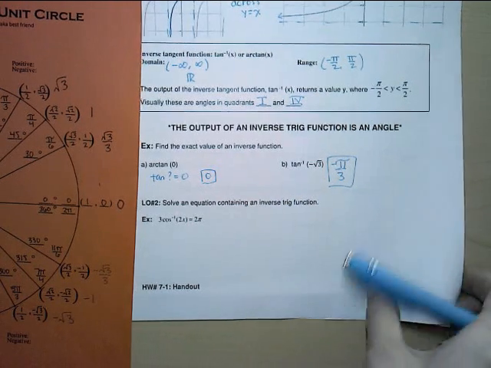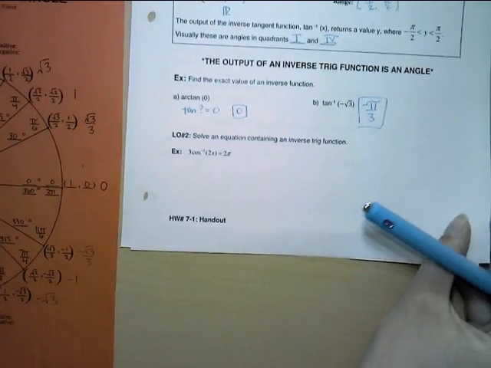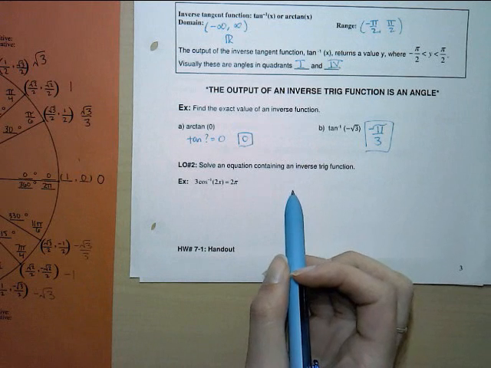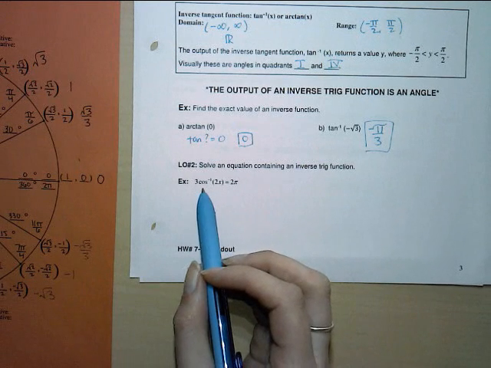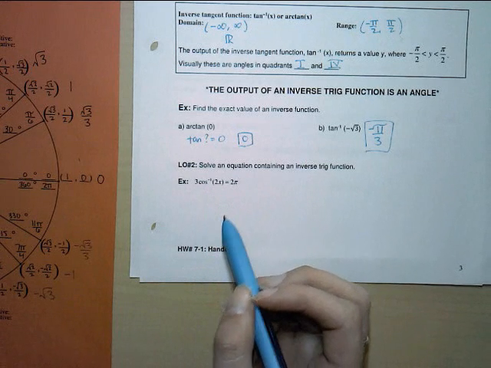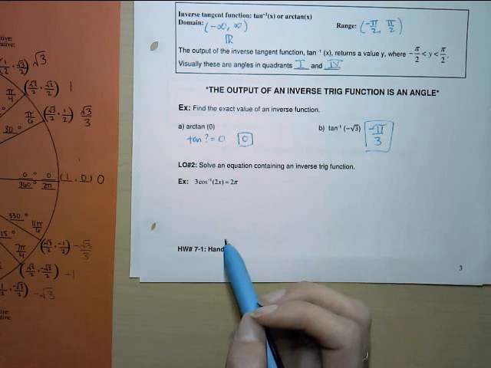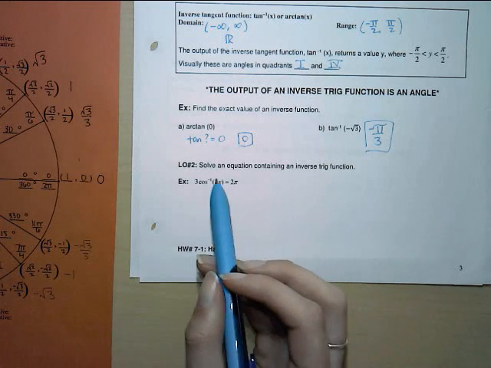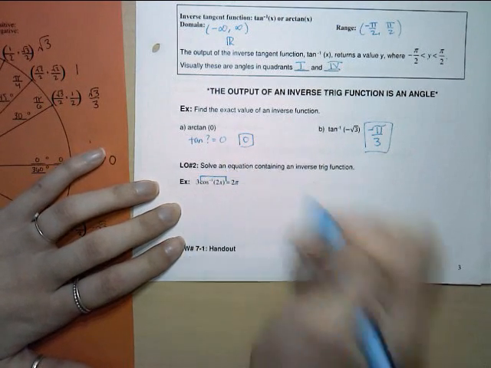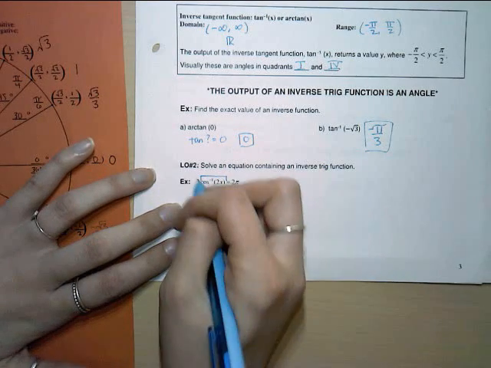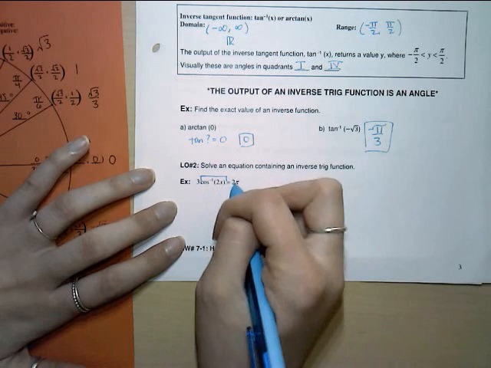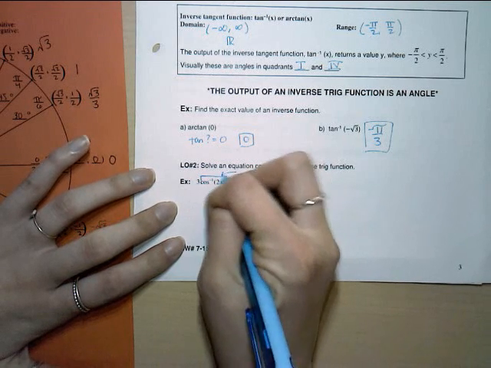Okay, final thing that we have, solve an equation containing an inverse trig function. We did solve equations before that had an inverse function. We did it with log and exponential functions. The idea is that first you want to isolate the function and the input. So if there's anything like a multiplication out here, or if there was a +1 here, you'd want to get rid of those first. You want to isolate this part.